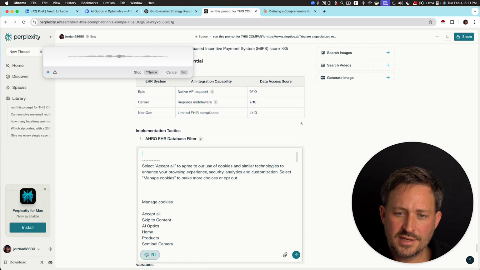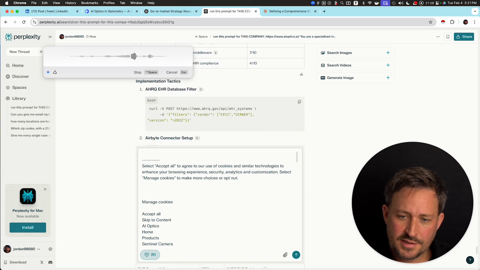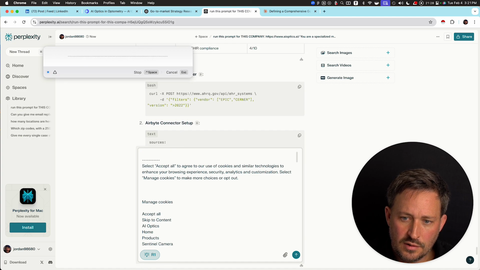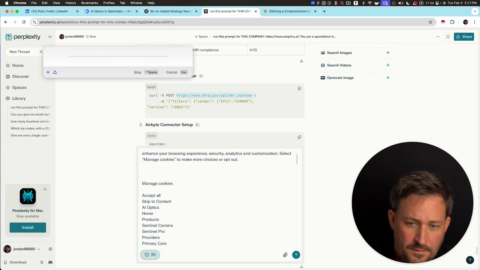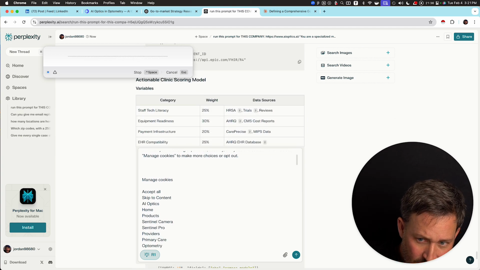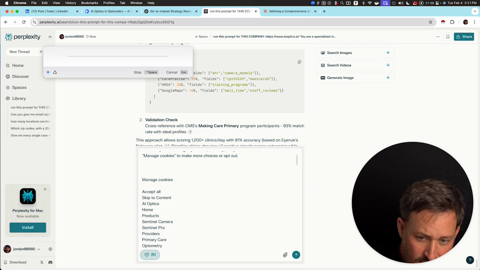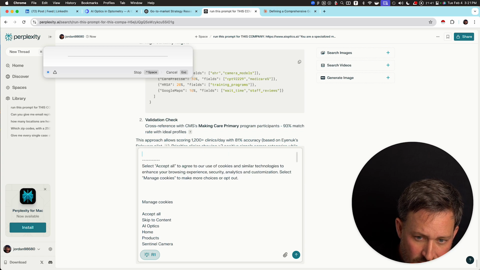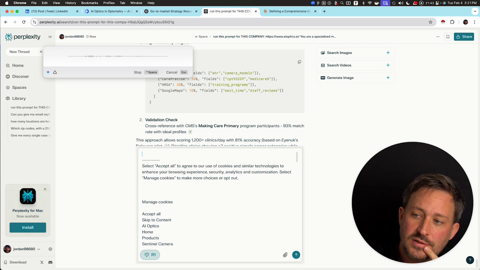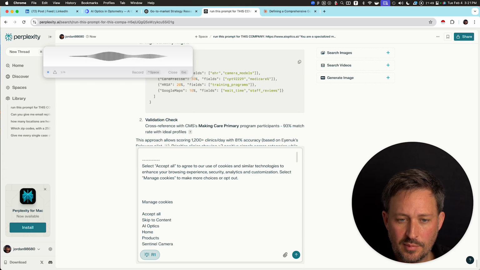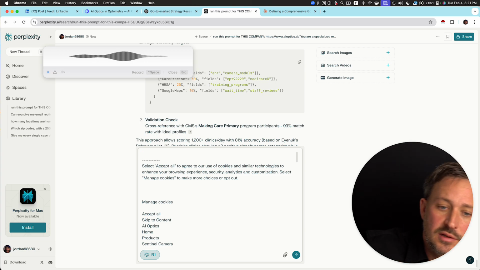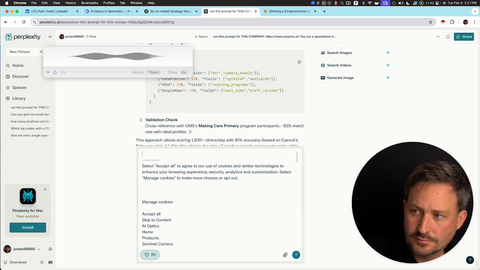Yeah, but how am I going to tell if they use Epic, Cerner, or NextGen, right? I'm not going to be able to. Is that in the AHRQ data? Okay, go ahead and redo all of this with this additional context. So basically, I'm just trying to build up some context here, and I probably will paste this back into ChatGPT so it can help me reason through this.